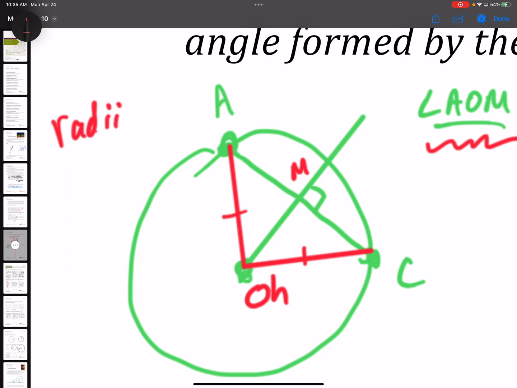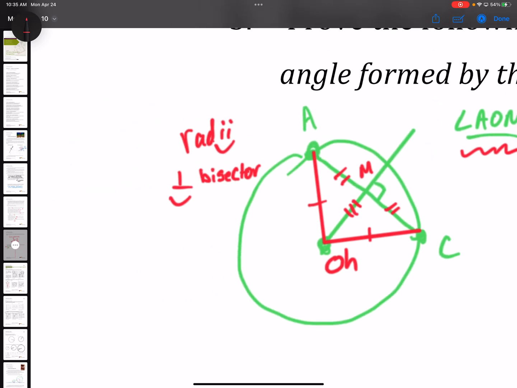And then, are we given that OM is perpendicularly bisecting AC? We are. Then AM and MC would be equal because that is the definition of a perpendicular bisector. And then OM is shared by both triangles, so it's equal because it's the same line. What is that property called? Do you remember? The reflexive equality property. Yeah.